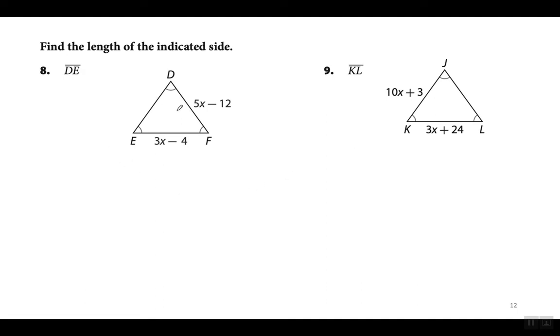Alright, let's look at these. These are more like what you're going to see on your homework, alright? So look, all three angles are equal. If all three angles are equal, that means that all three sides are congruent, and it's an equilateral triangle.